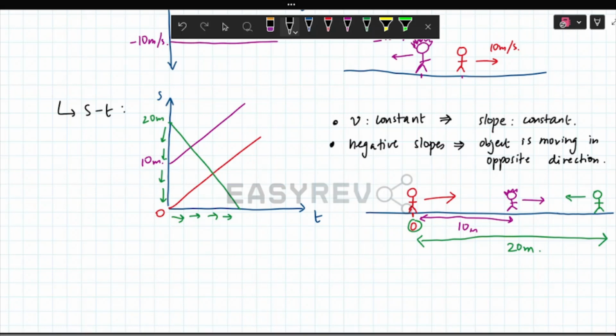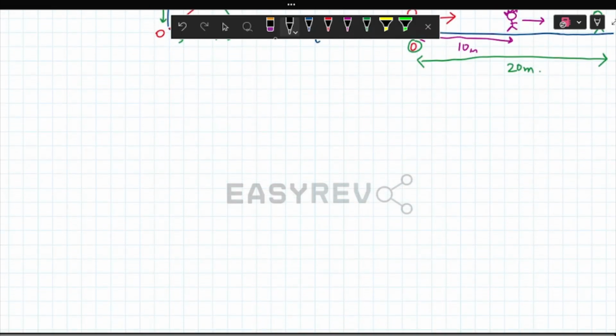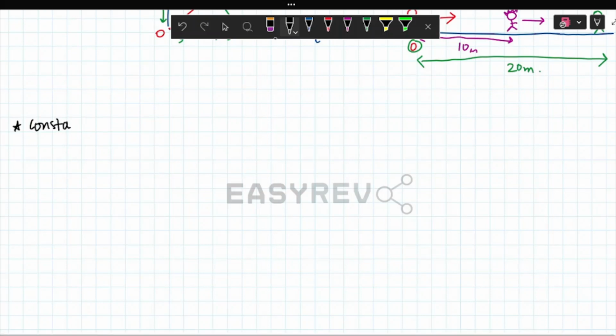Alright, good. So we've looked at the first most trivial case, and then we looked at the next simplest scenario of constant velocity. Now let's increase the difficulty even more and talk about objects moving with constant acceleration.